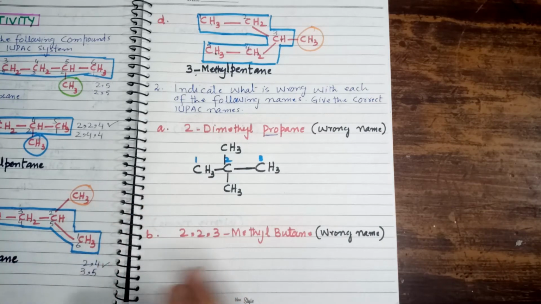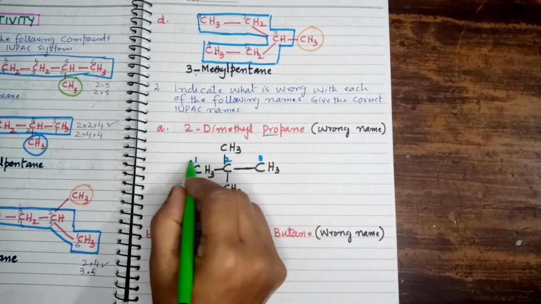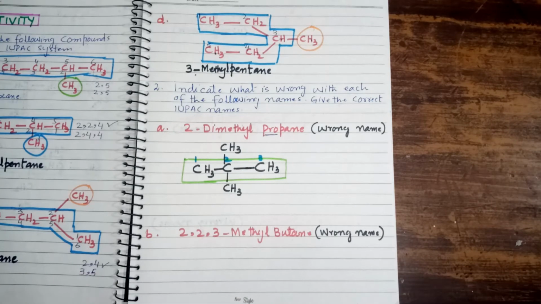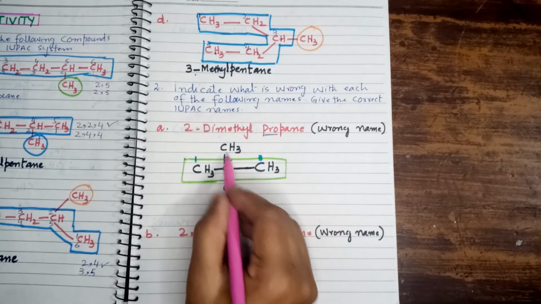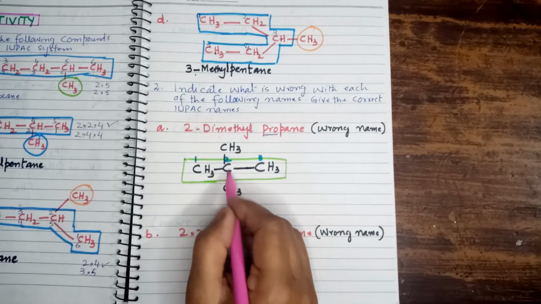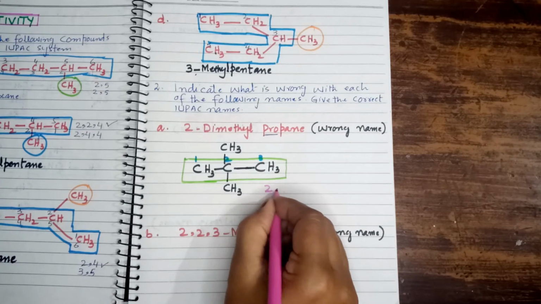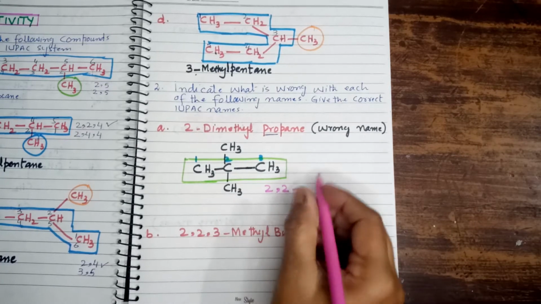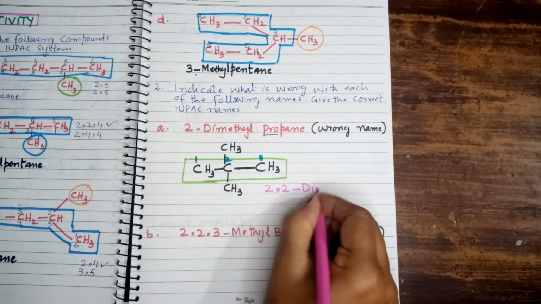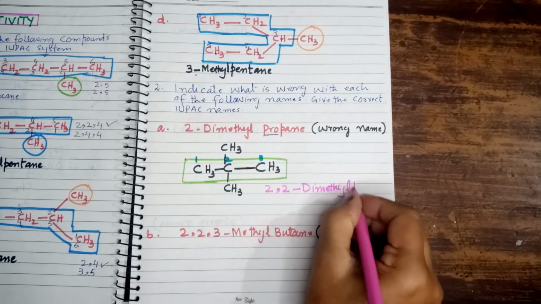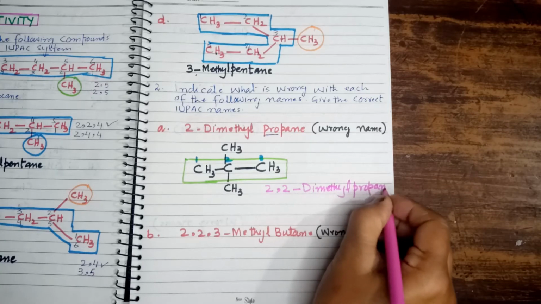Once we find the structure, then we locate the parent chain, the longest continuous chain. This is the parent chain, right? After that, we assign the correct name to this molecule. So, what should be the correct name? At the second carbon, we have 2 methyl radicals, so it is dimethyl, and we write 2, 2. How many methyl radicals? 2. Dimethyl, and total carbon atoms in the parent chain are 3. So, it is 2,2-dimethyl propane. This is the correct name, right?